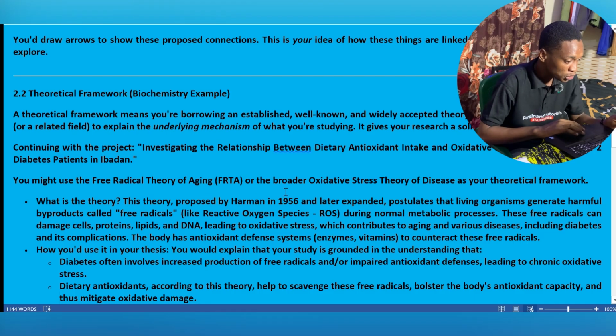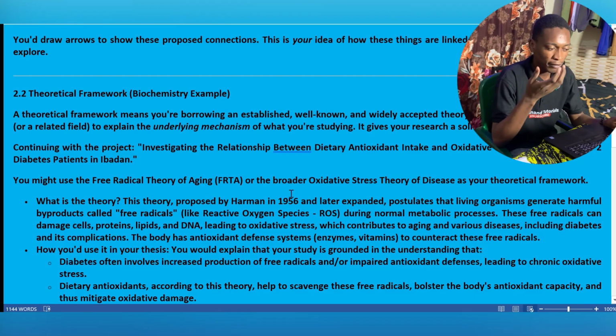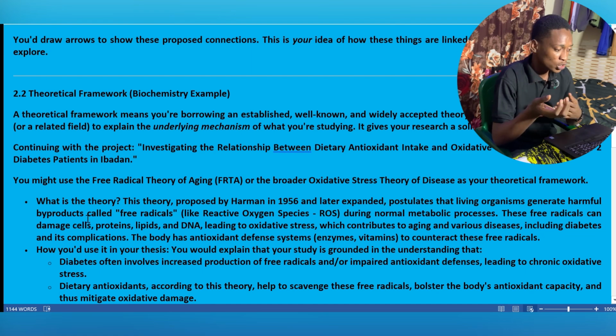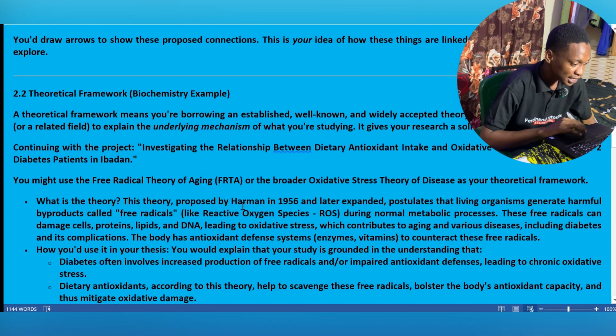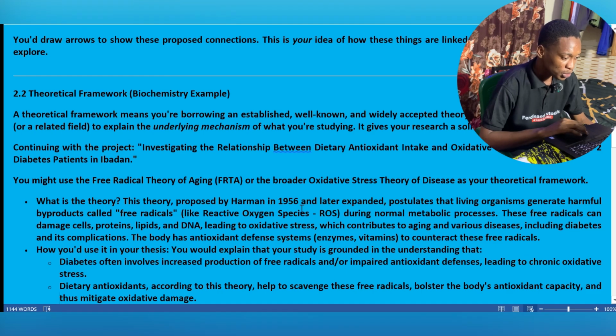Now, you might use the free radical theory of aging. This is a particular theory I found when I was reading about this topic. These are theories that explain the oxidative stress theory of disease. So look at what happened: I said, what is the theory? This particular theory is FRTA, the free radical theory of aging, proposed by Harman in 1956 and later expanded. It postulates that living organisms generate harmful byproducts called free radicals, like our ROS, during normal metabolic processes. These free radicals can damage cells, proteins, lipids, and DNA, leading to oxidative stress.